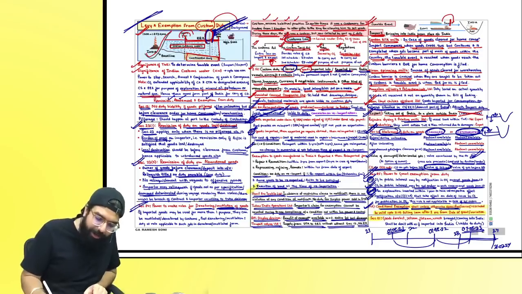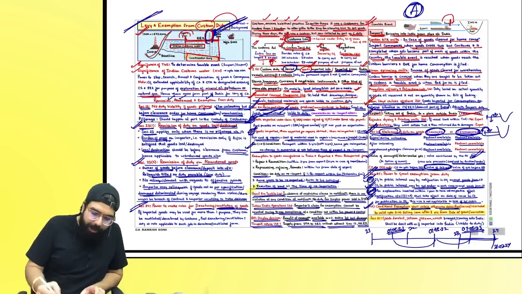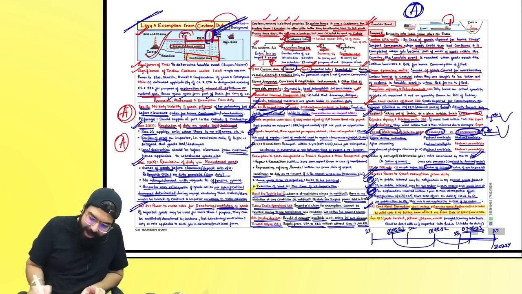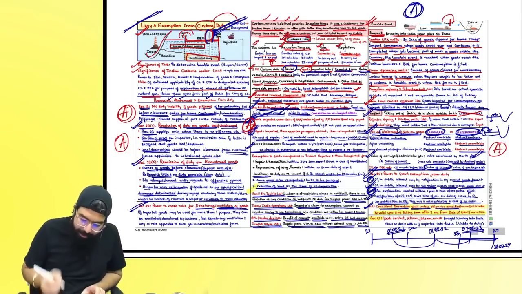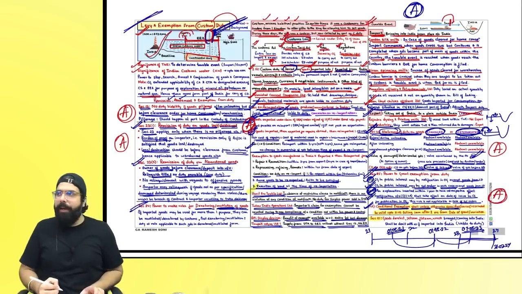I have completed the quick revision of my A graded topics. Always remember the important points in this chapter. The important points to remember as A graded are section number 13, section number 23, section number 22, section number 20, and section number 25 also you can remember as A graded.